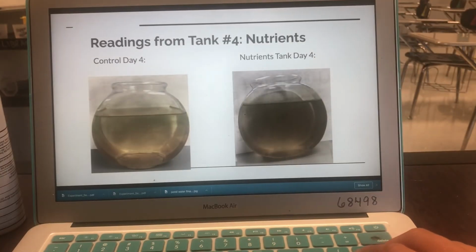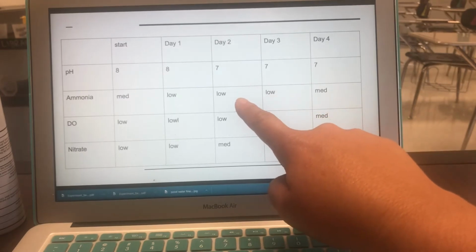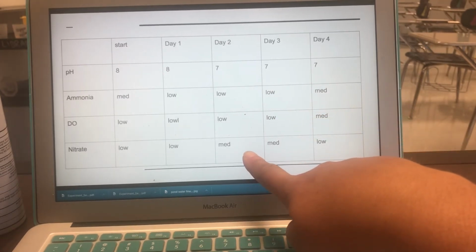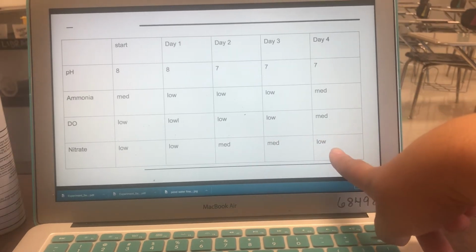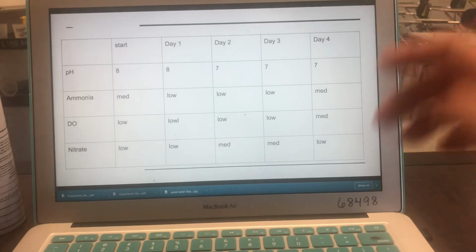Tank 4 was the tank I added the nutrients to. The nutrients were a blend of nitrates and phosphates. There is the data for that. What's kind of interesting about that data is whenever the ammonia reading was low, the nitrate reading was higher. But whenever the nitrate reading is low, the ammonia level is high. So maybe those two things are related somehow.